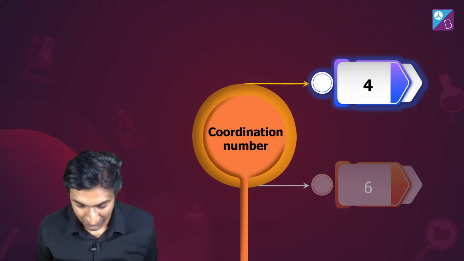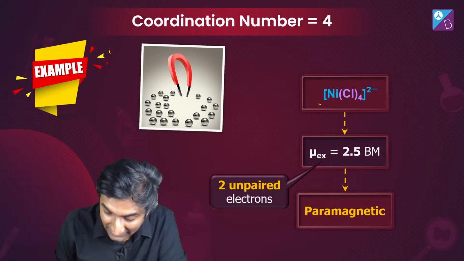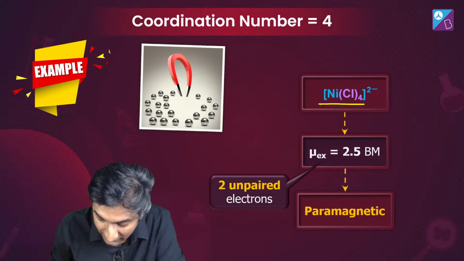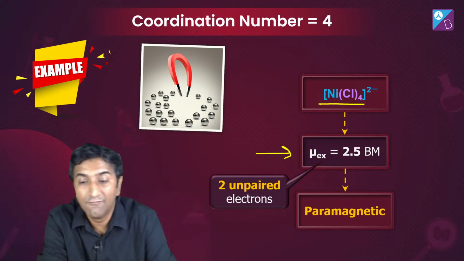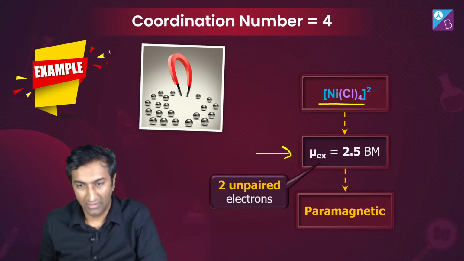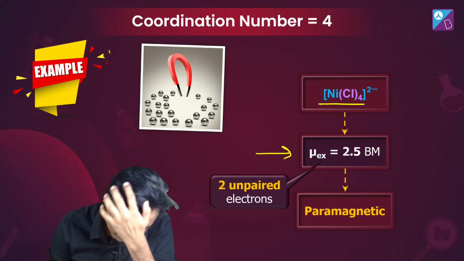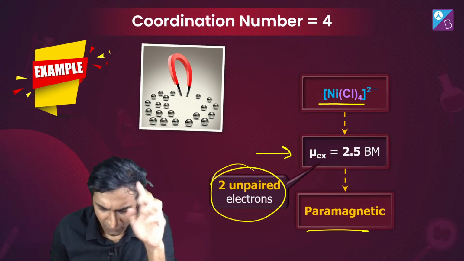Sigma bond. Yes. Coordination number 4. Here's an example. NiCl4 2 minus. इसका एक्सपेरिमेंटल वैल्यू इज 2.5 बोर मैग्नेटॉन. ओके, तो मैंने एक्सपेरिमेंट से फिगर आउट किया है कि इसका आई हैव गॉट दिस वैल्यू हियर. सो दिस इज पैरामैग्नेटिक. क्यों? क्योंकि इट हैज अनपेयर्ड इलेक्ट्रॉन्स. ओके, व्हाई? Look at this.